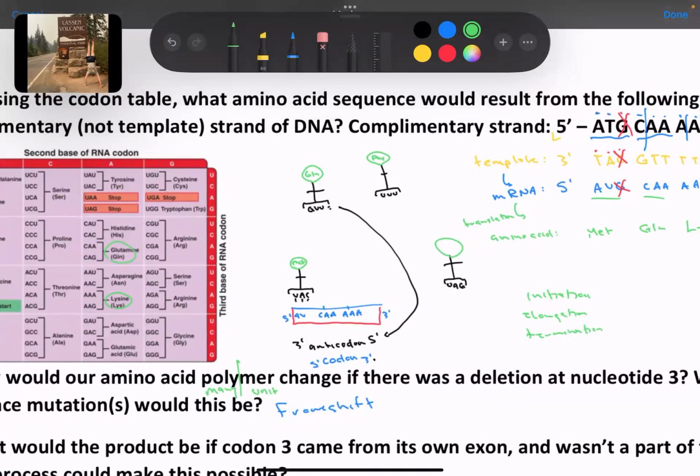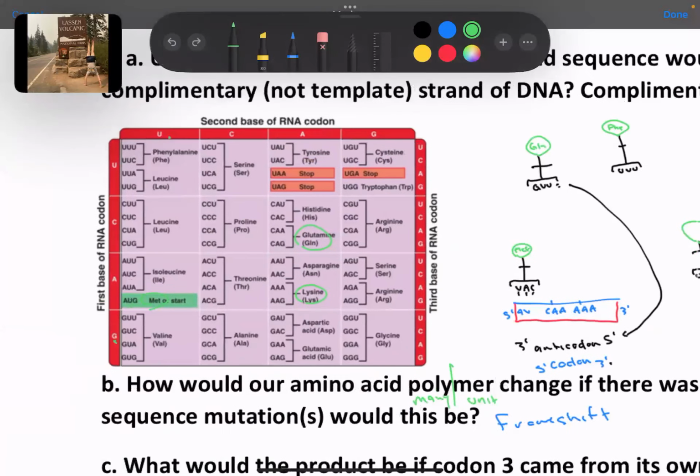So how is translation even initiated? Well, we know that our small ribosomal subunits bind to our mRNA sequence, and then the large unit binds on top of that. But what do we really need to start doing in order to create an elongated sequence of our amino acids? We need to have a specific codon start the process. And that's why methionine is so important. We call it the start codon.